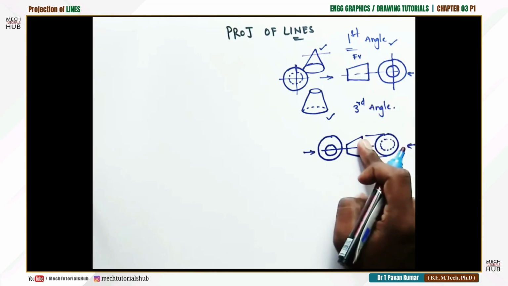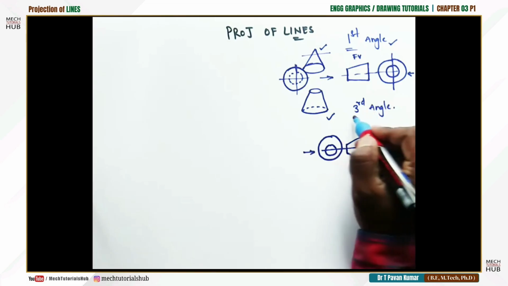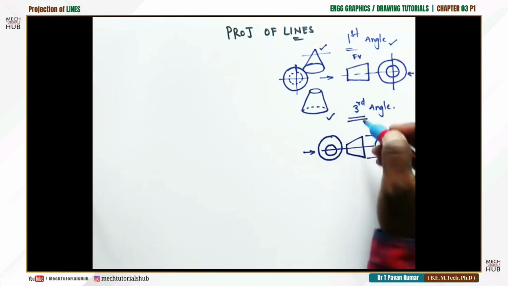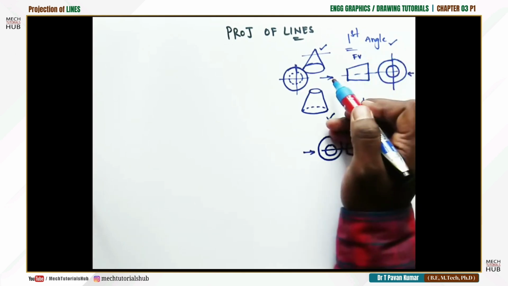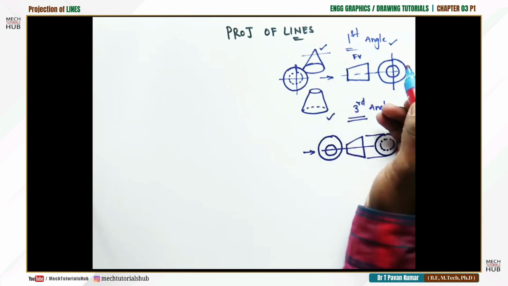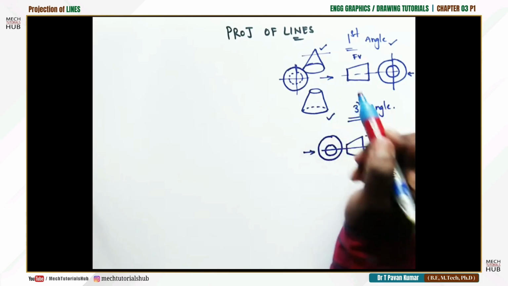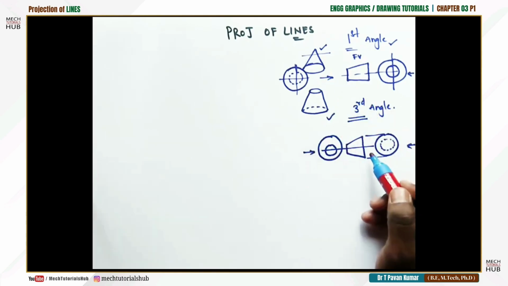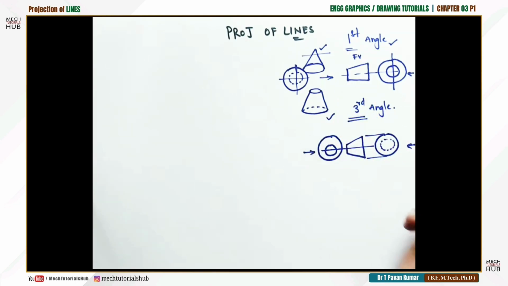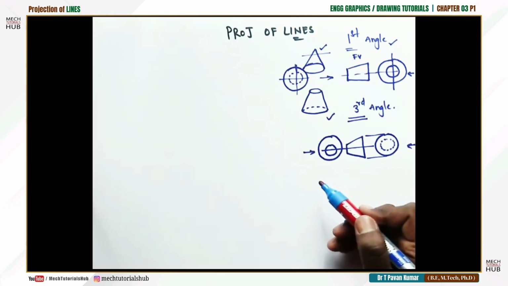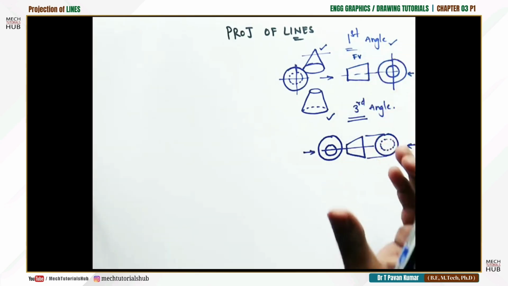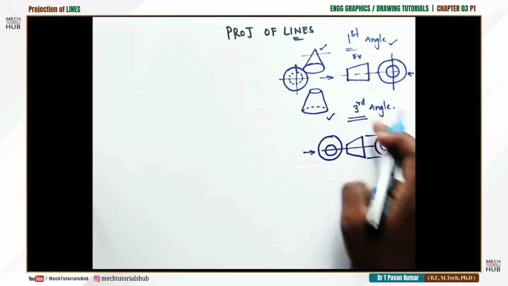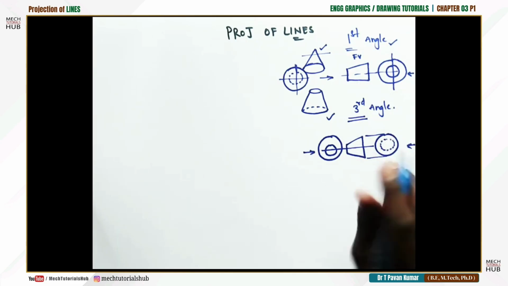We have seen the same thing in projection of points also. So knowing about first angle projection and third angle projection is very important. In first angle projection, the right side view goes to the left of the front view and the left side view goes to the right. Similarly, in third angle projection, the right side view remains right and the left side view remains left. Again, first angle projection means we are dealing with the first quadrant, and third angle projection means we are dealing with the third quadrant. That is the difference.